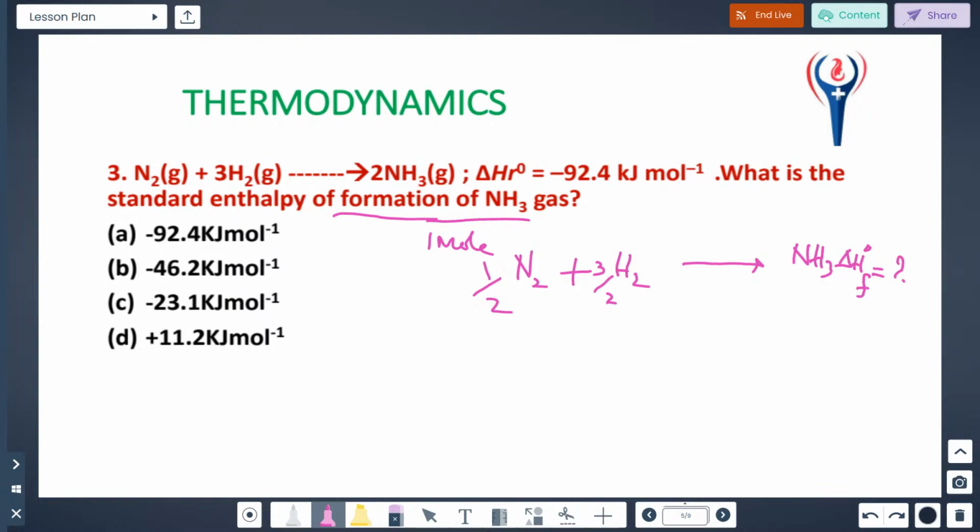But what is given? The given is the standard enthalpy of reaction. Reaction means here we don't have any fraction, all will be whole numbers. Put the same equation here: N2 plus 3H2 gives 2NH3. That value is given. This is nothing but the standard enthalpy of reaction. R stands for reaction, F stands for formation, understood?